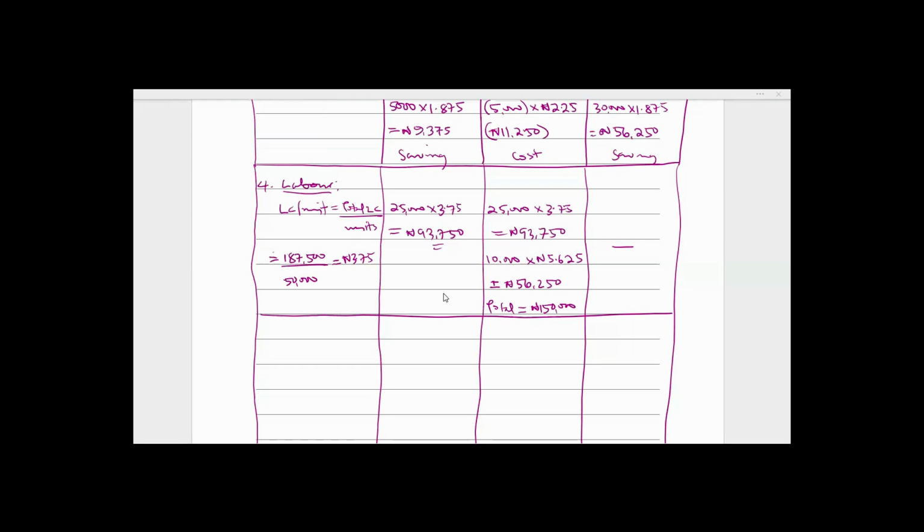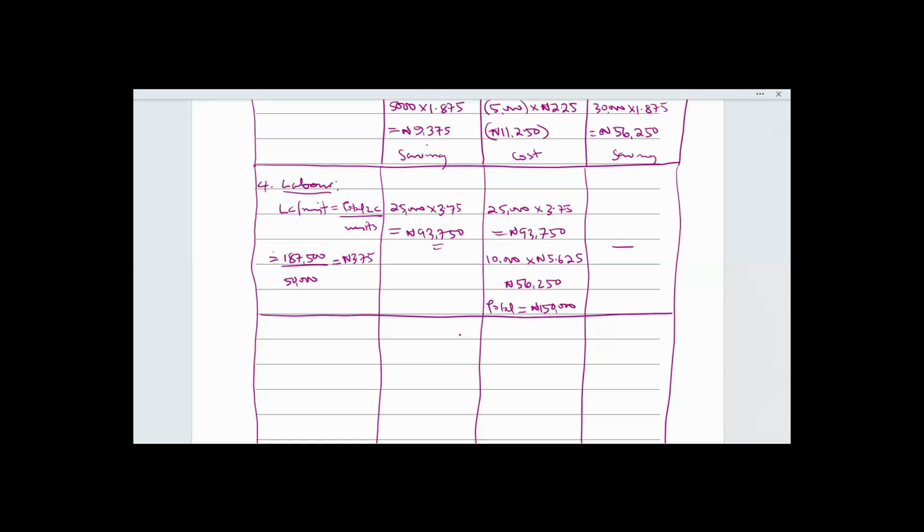Dora, go ahead. Sir, please, how did you get 150,000? Please add what and what? You had 93,750 plus 56,250. Okay, sir. Thank you, sir. You're welcome.